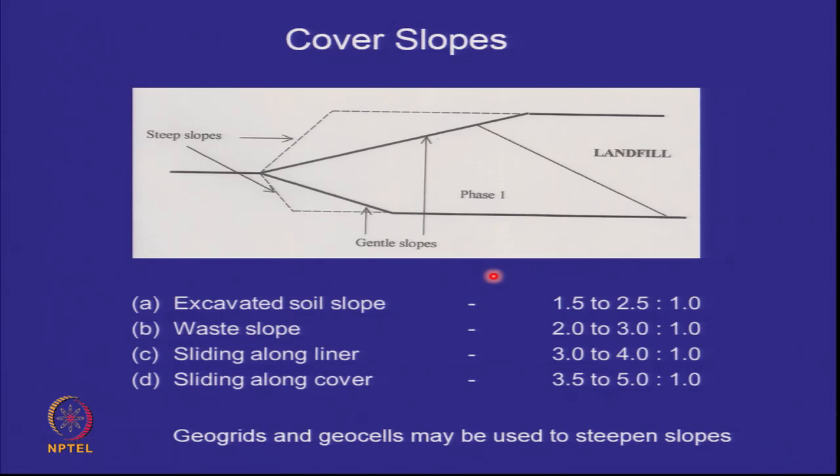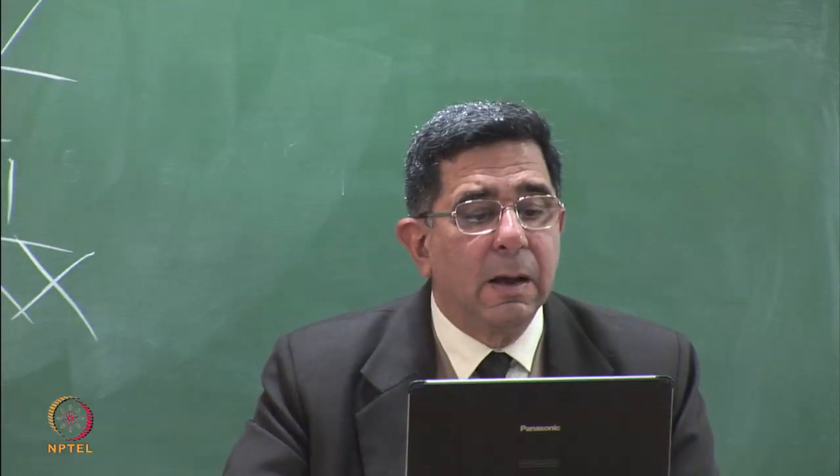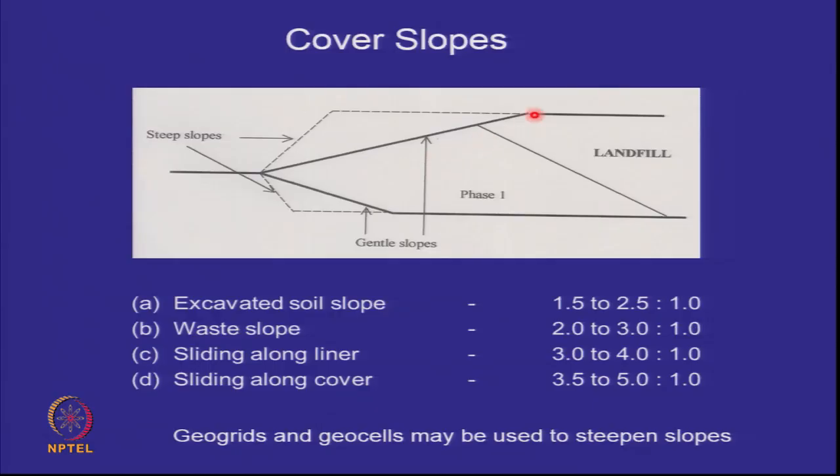I talked about the importance of cover slopes. Cover slopes are going to remain exposed for 50 to 100 years. The operator always wants to make very steep slopes so that he can store more waste. We would love to have vertical slopes. But we need to look at the slopes. We have this slope, the cover slope, we have the liner slope in excavation, and we have a waste slope.